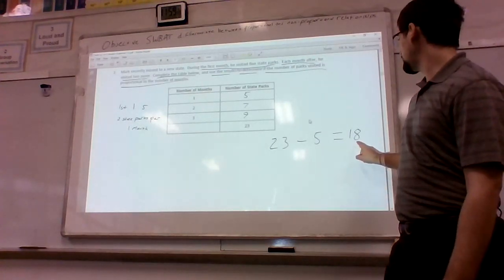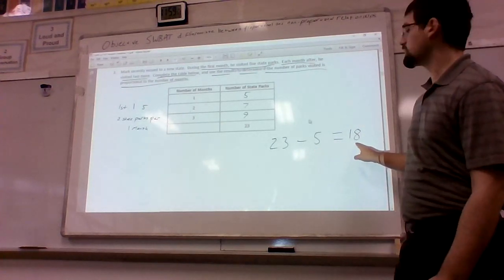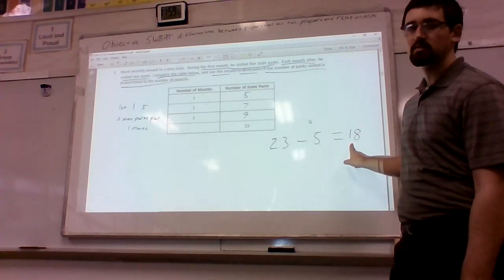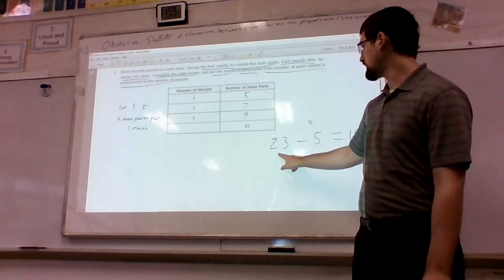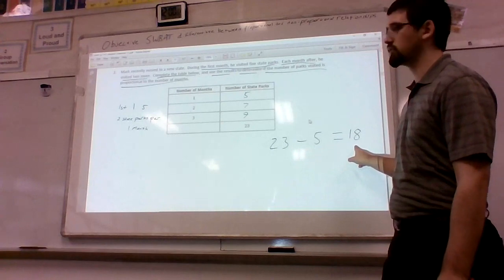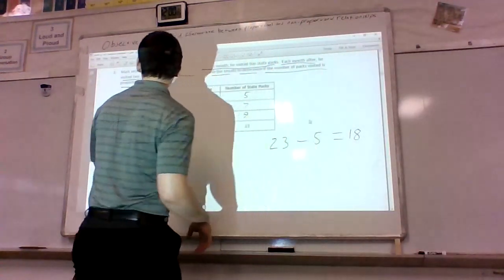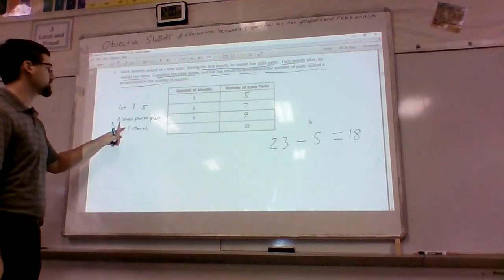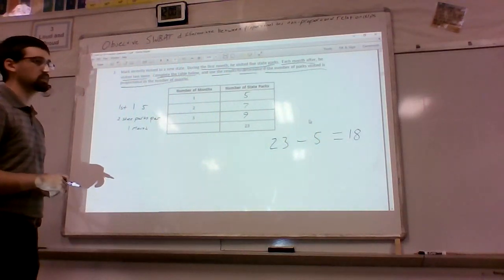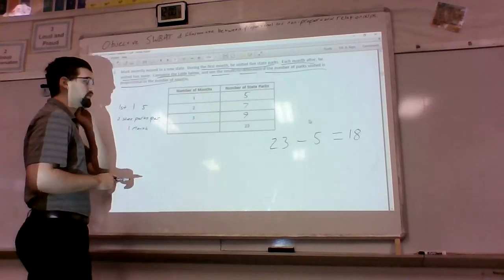Well, if he went to 5 in the first month, that means all the months after that he went to 18. Because he went to a total of 23, 5 in the first month. That leaves 18 after that first month. Now we can use our rate. 2 state parks per 1 month.